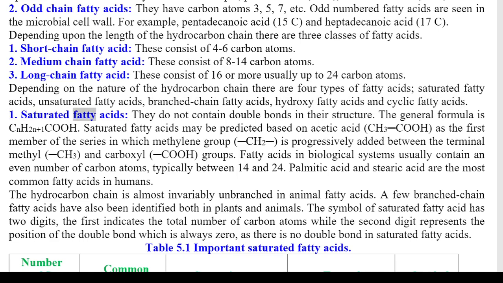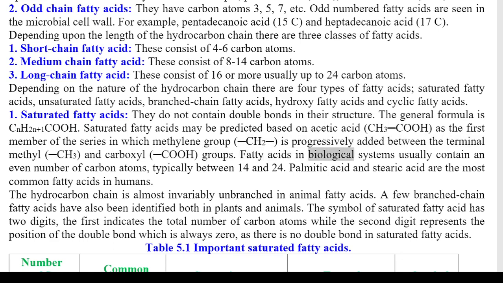1. Saturated fatty acids. They do not contain double bonds in their structure. The general formula is CnH2n+1 COOH. Saturated fatty acids may be predicted based on acetic acid, CH3COOH, as the first member of the series in which methylene group, CH2, is progressively added between the terminal methyl, CH3, and carboxyl, COOH, groups.